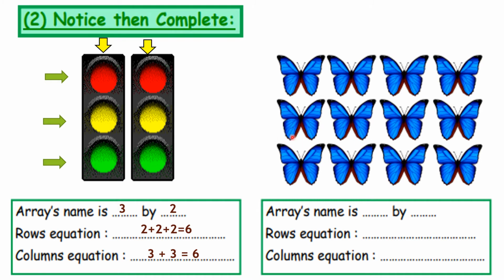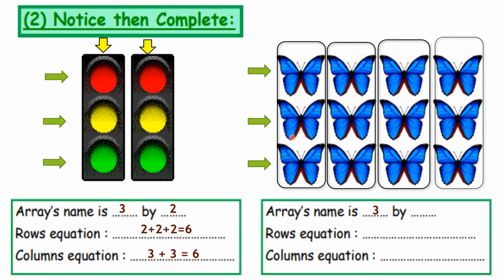And look here, I have an array. I want to find the name of this array. So let's see how many rows this array has. 1, 2, 3. So it has 3 rows. How many columns does this array have? 1, 2, 3, 4. So I put 4 here. So the name of this array is 3 by 4.